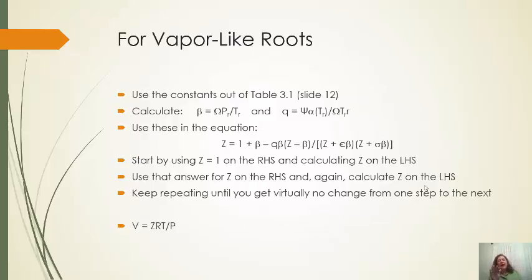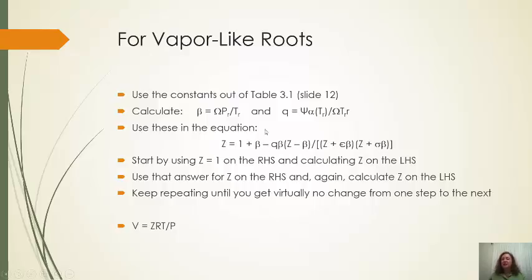So they have an outline in the book that tells you exactly how to find all these things. But use the constants in that table a few slides back. Calculate the beta, calculate the q, put those into this equation here for z. Okay? Now if you are looking for the vapor-like root, put z equals 1 on the right-hand side. So you can put z equals 1 here, z equals 1 here, z equals 1 here, and you're going to use that to calculate this. Z equals something in terms of z.